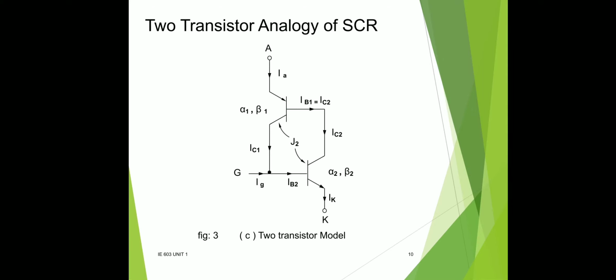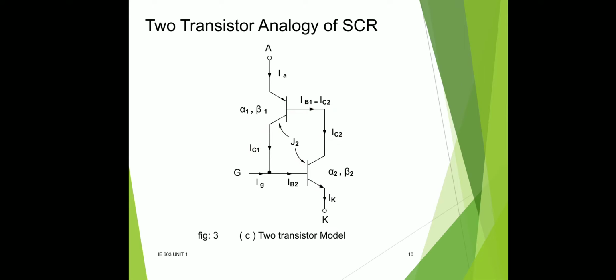Now see how it is connected. Emitter of T1 is anode, emitter of T2 is cathode, and gate is near to the cathode, that is at the P. The first transistor is a PNP transistor and the second transistor is an NPN transistor. Anode is the emitter of the PNP, and T2 transistor is NPN.